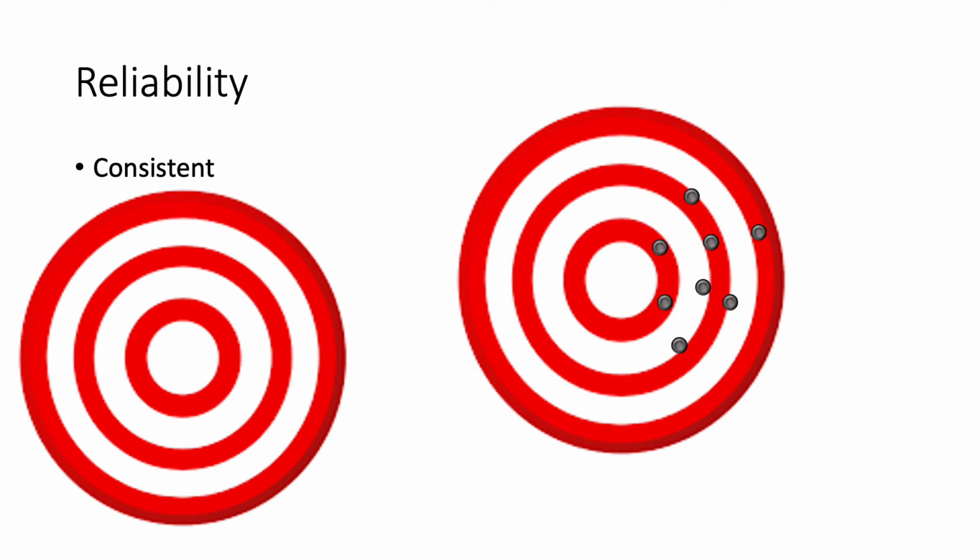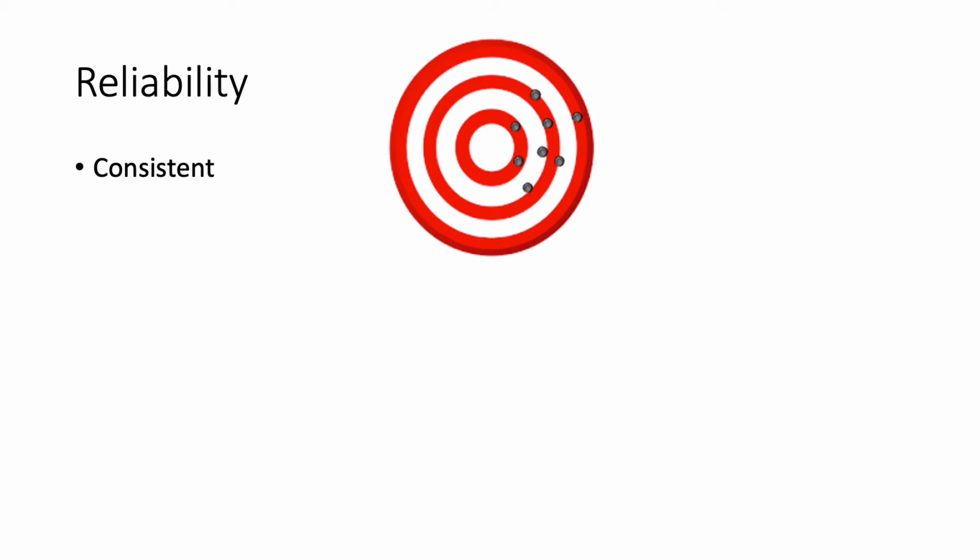As opposed to a target where they're just all over the place. This is not a consistent or reliable shooter. So how does this relate to research? If we want our research to be consistent, it has to stay the same. The tool that we're wanting to use to measure something has to be reliable or consistent.